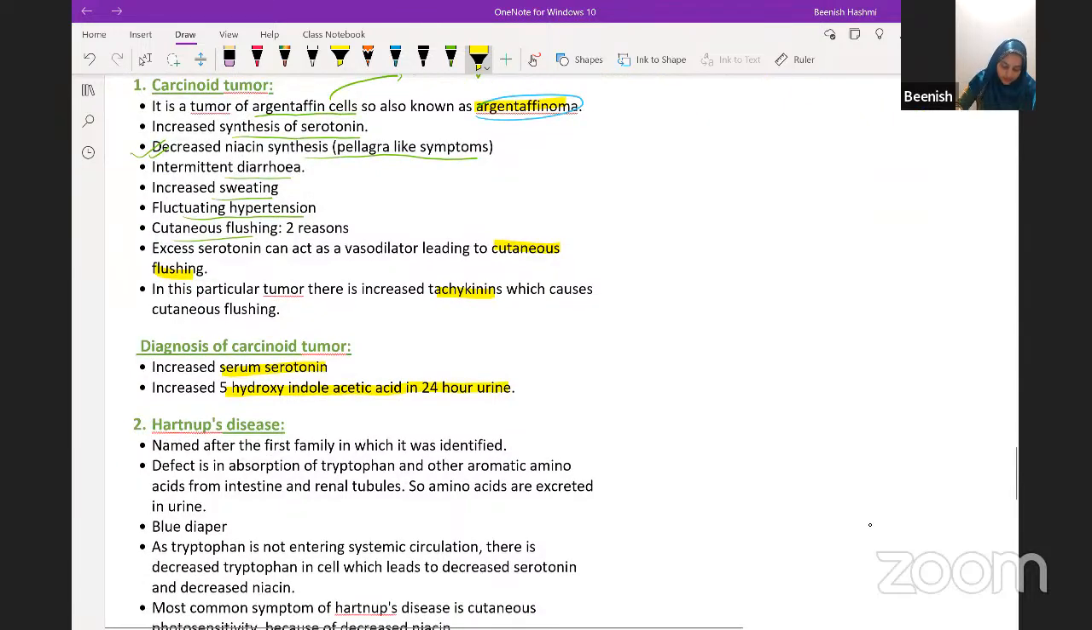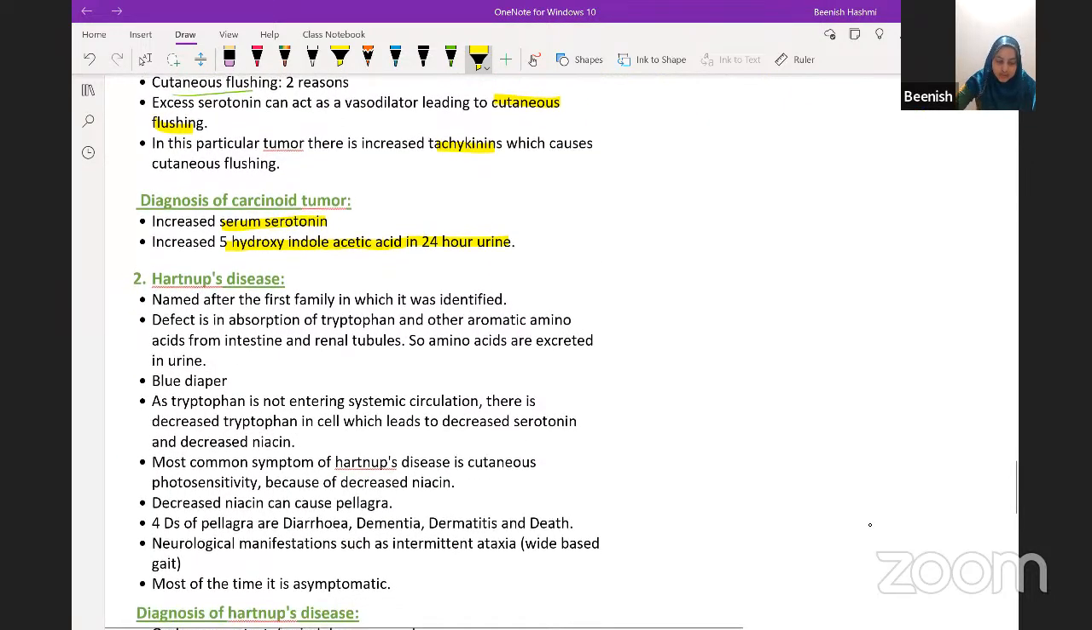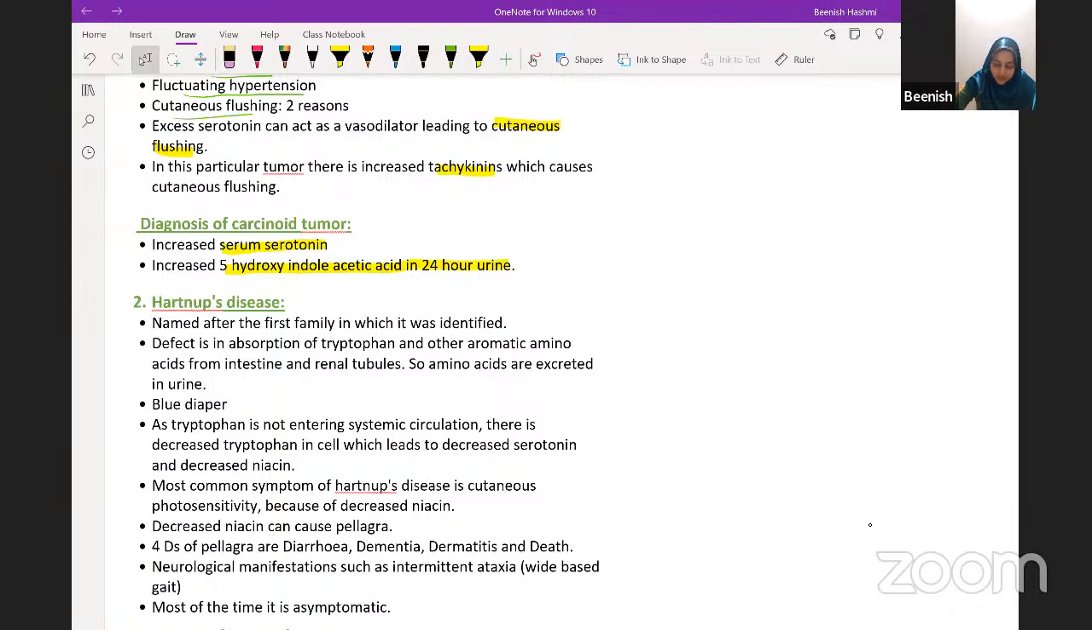Talking about the other clinical correlation, which is Hartnup's disease. It is named after the first family in which it was identified. There is a defect in absorption of tryptophan and other aromatic amino acids from the intestine and renal tubules. So amino acids are excreted in the urine, and a blue diaper is seen. The absorption is defective because of defective transporters, in the intestine and in the renal tubules. Let me explain this with the help of a diagram. Consider this is your intestine.